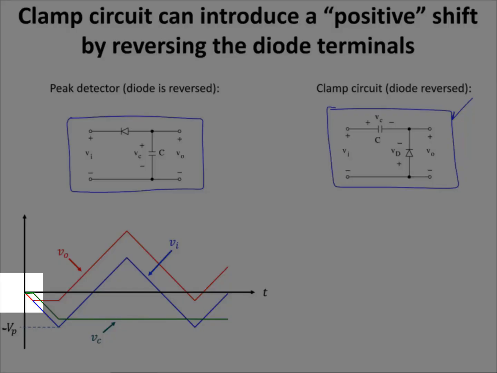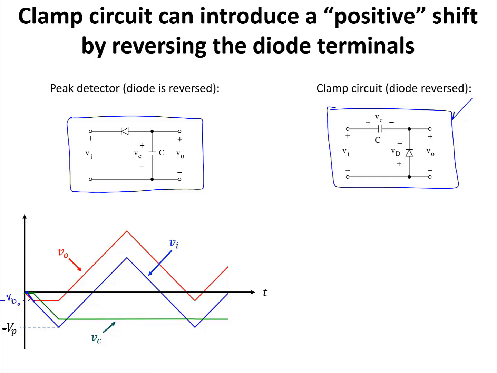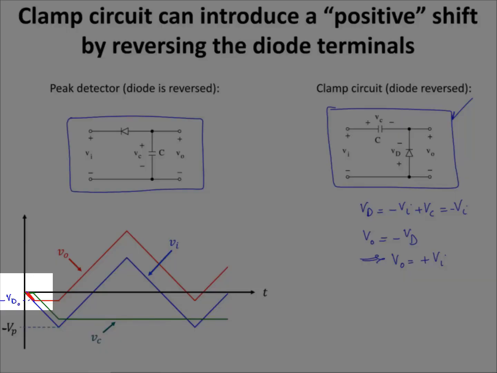For these time points, VC is equal to 0, and for these time points, Vi is less than negative VD0 volts. So the diode is off and VC is equal to 0, so I know that VD is equal to negative Vi plus VC, so VD is equal to negative Vi. V out is equal to negative VD. From there, I know that V out is equal to plus Vi. So when the diode is off, V out and Vi are the same. So in this time interval, this is my V out.